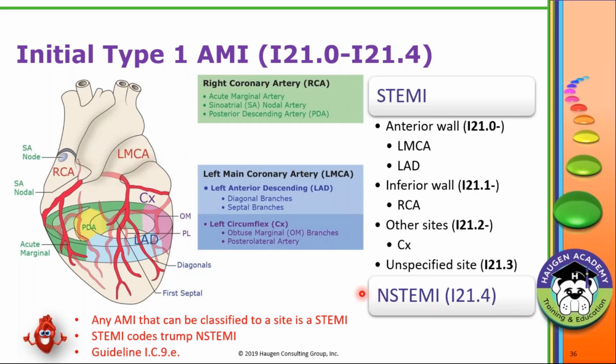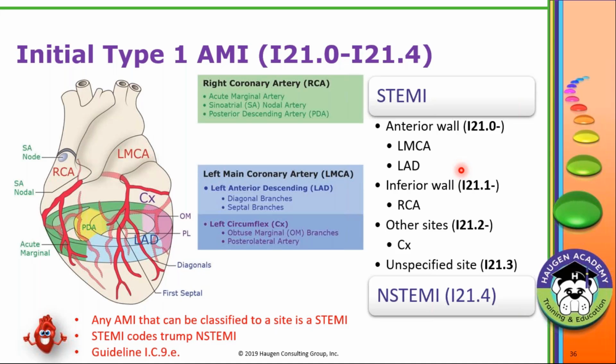The NSTEMI is a non-ST elevation MI, and NSTEMIs cannot be seen on EKG. They cannot be localized to a specific part of the heart wall or a specific vessel. So what you need to know is if the physician has documented an MI and he classified it to a site coded as a STEMI, even if he called it an NSTEMI, if it can be classified to a specific wall or vessel, then code it as a STEMI.